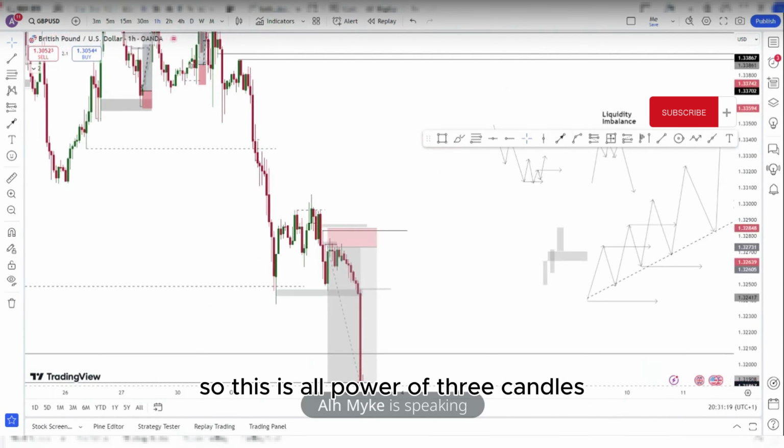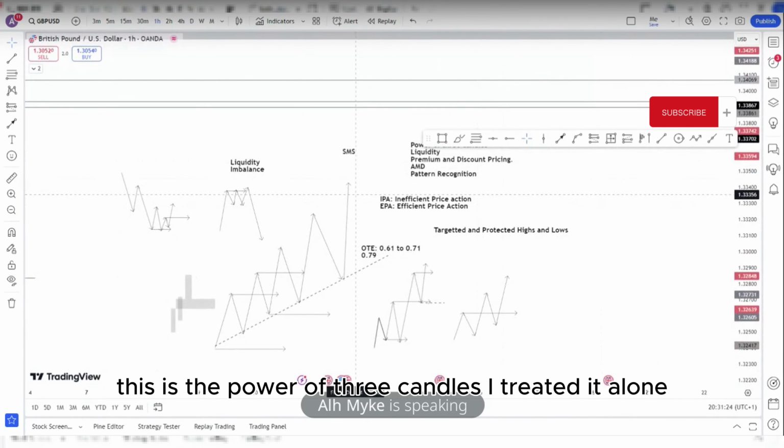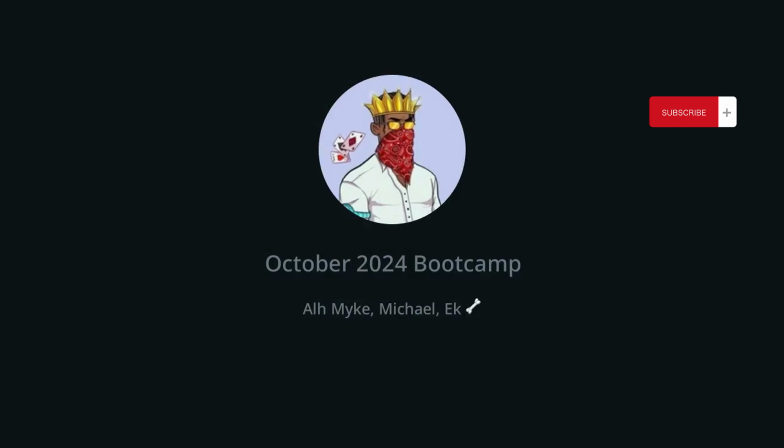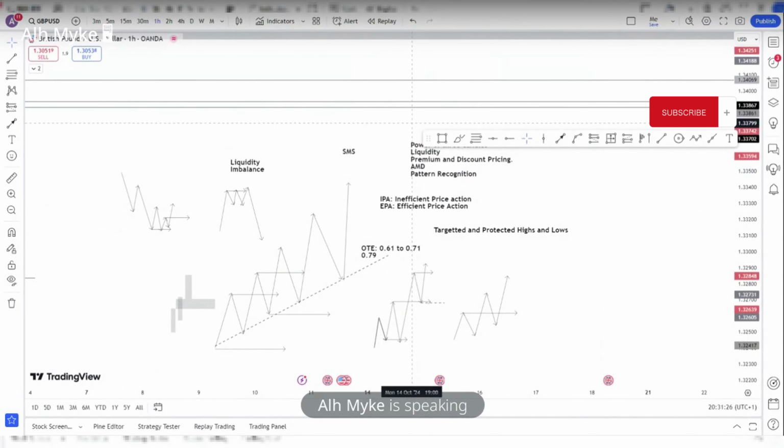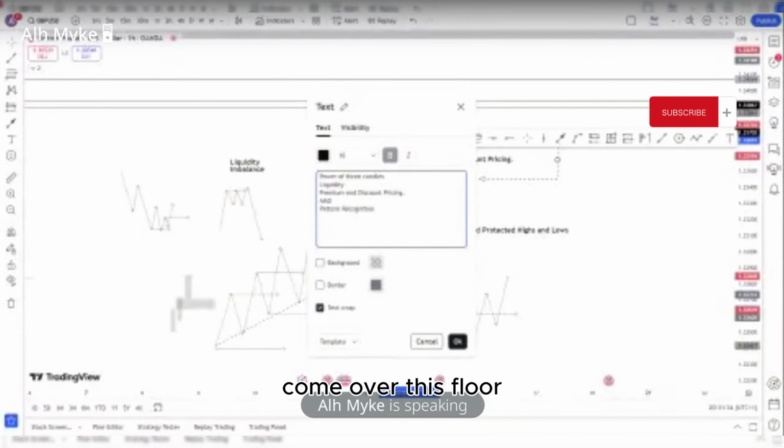So this is it on power of 3 candles. I treated it along with liquidity. We can wipe these two off.